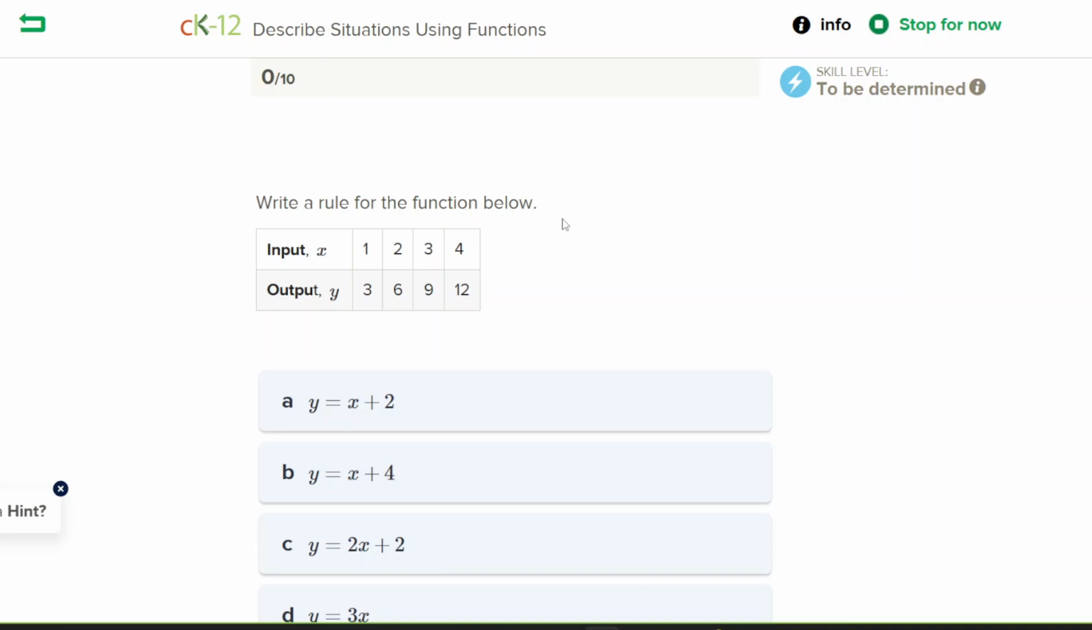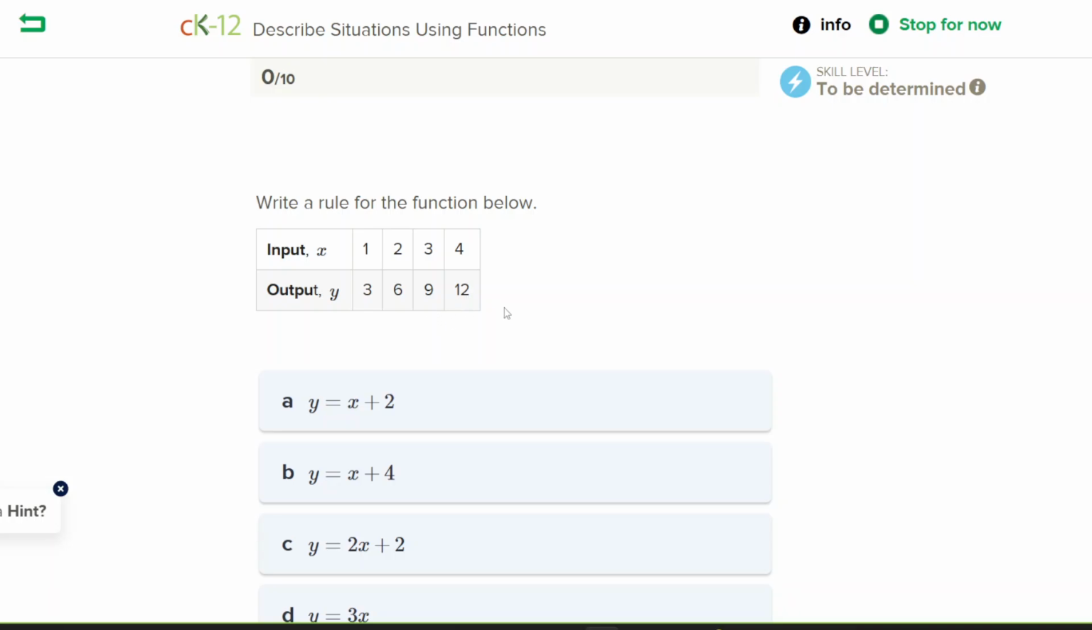Okay, so in this first example, we are asked to write a rule for the function below. So I'm given a table here with inputs called x values, outputs called the y values. And we see that when the input is 1, the output is 3. When the input is 2, the output is 6. 3 for the input, 9 for the output. And when the input is 4, the output is 12.